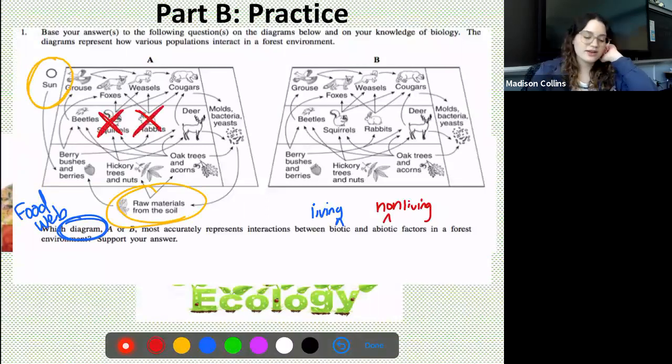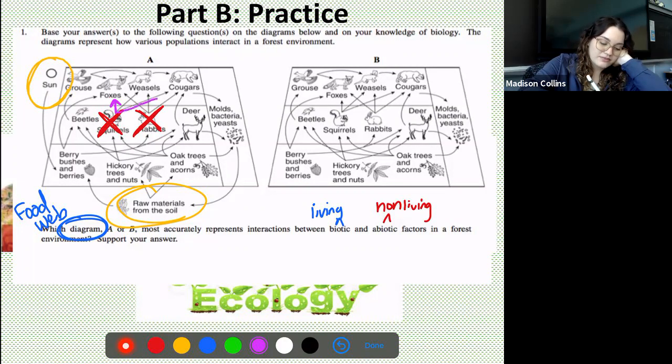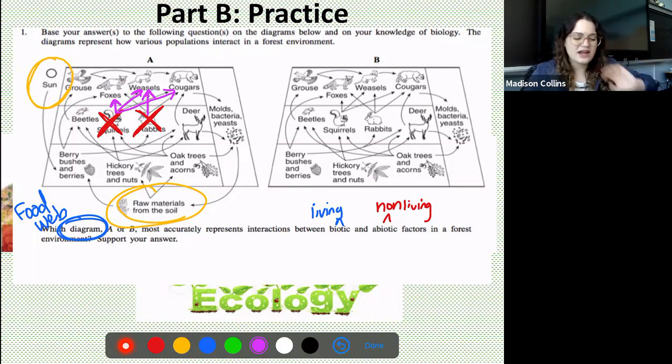Now, look at what animals are connected to the squirrels and the rabbits. Well, we've got foxes. The foxes eat the squirrels. Okay. The cougars eat the squirrels. The weasels eat the squirrels. The weasels eat the rabbits as well. And so what's going to happen? It actually looks like the weasels only eat squirrels and rabbits. So what's going to happen to these populations?